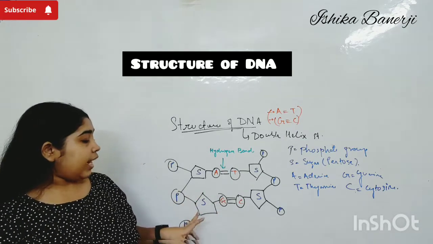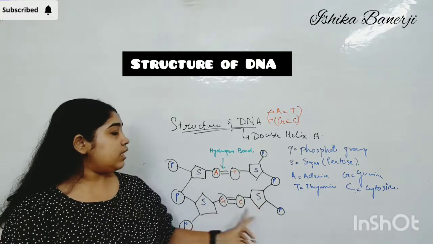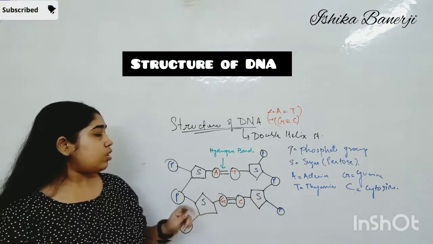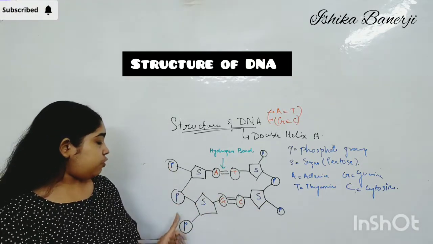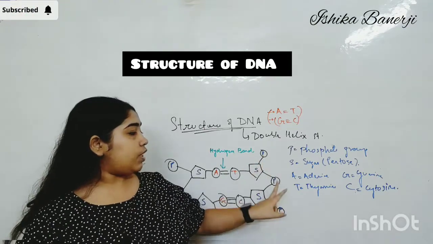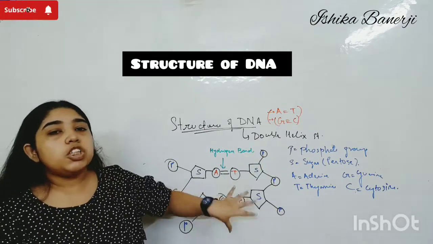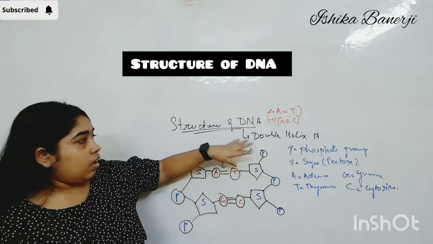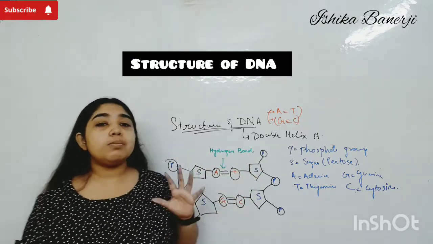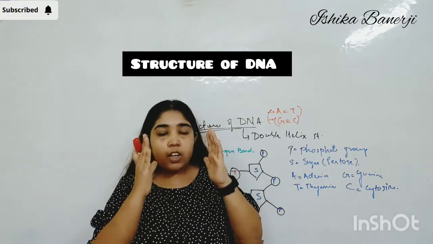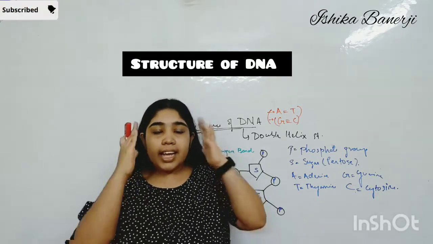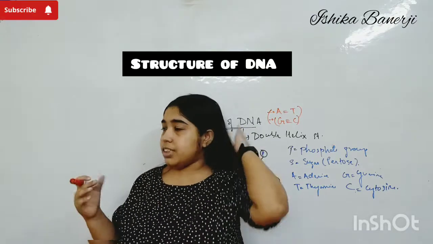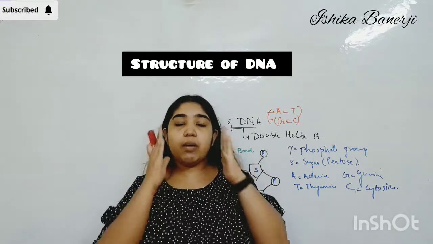One thing you have to understand, these are the pentose sugars. One more thing, this is a phosphate group. So if somebody asks you what is the backbone of the DNA structure, what is basically backbone? Something on which your whole model is standing. Like our backbone is this portion, isn't it? Because this is the thing which is making us stand in a proper shape.